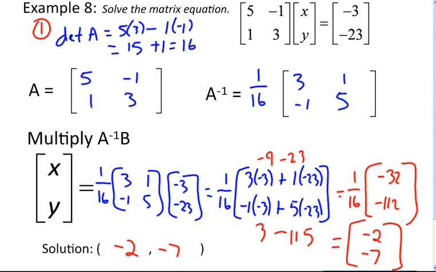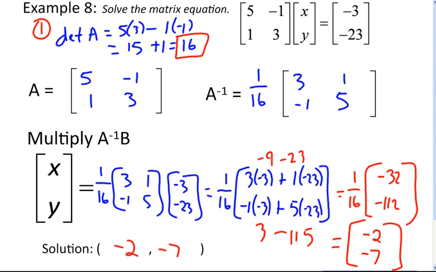Second, once the determinant was found, which is 16, that means that there exists an inverse. If it was 0, the inverse wouldn't exist, then we can just stop right here. But the inverse existed, so we had to find A inverse, which is 1 over 16. We reversed 3 and 5, their positions, and took the opposite signs of -1 and 1. -1, -1. Okay? That's A inverse.